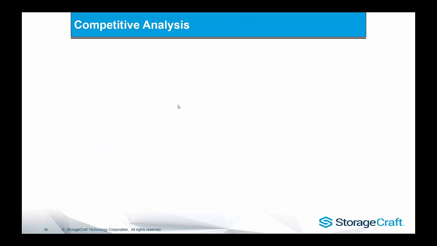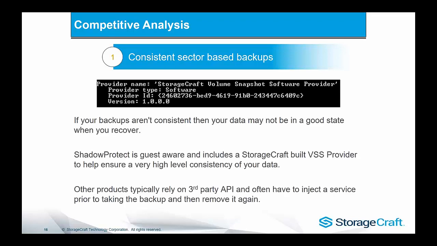So just going through some of the highlighted functions that I've kind of covered off here. The first one is consistent sector-based backups. So what this means, let's break it into two parts. Consistent. ShadowProtect agent includes the StorageCraft volume snapshot software provider. This is a long word. What it does is this is basically a VSS provider. It means our agent is responsible for talking directly to SharePoint, Exchange, SQL, Active Directory to make sure that they are in a consistent state before a backup happens.